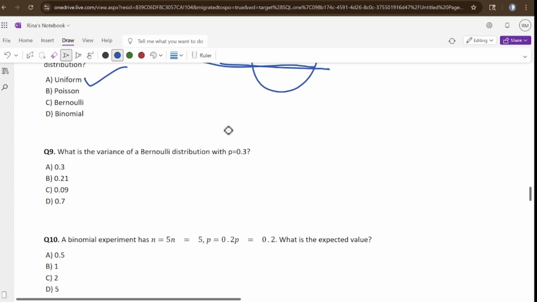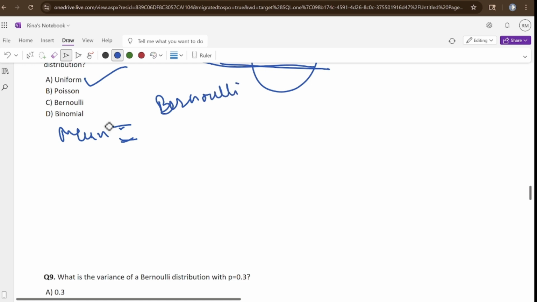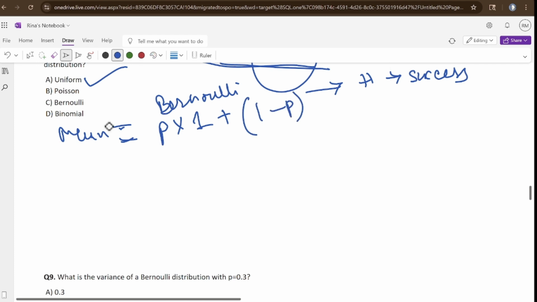What is the variance of Bernoulli distribution with P? See, let's discuss mean and variance. I will just tell you the formula. Mean equals to, for Bernoulli, means single trial and two outcomes. So let's say first outcome is head, and head is your success. So your mean value will be P into 1 plus not getting success. So 1 minus P into 0. Not getting success means 0.